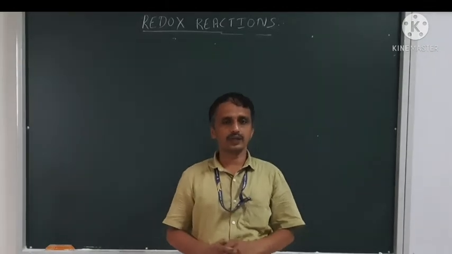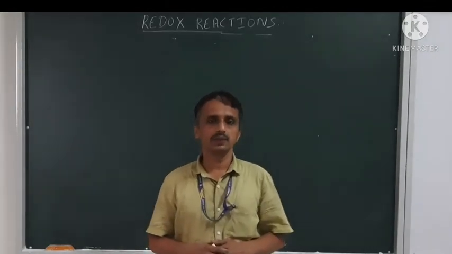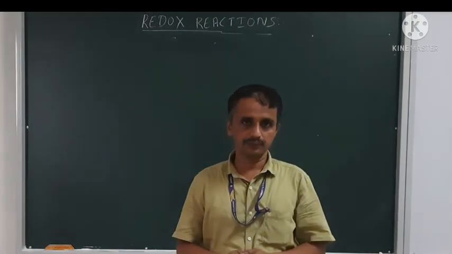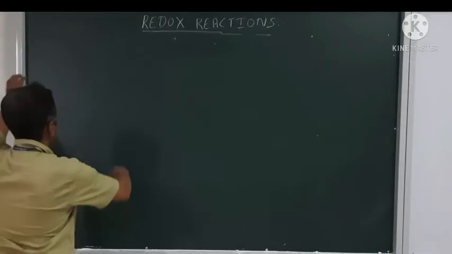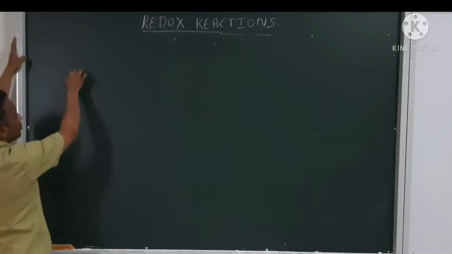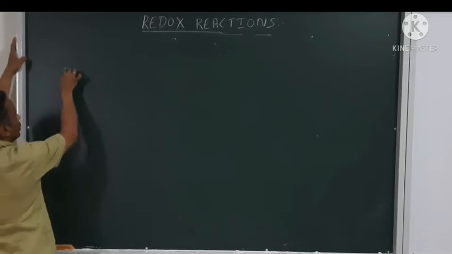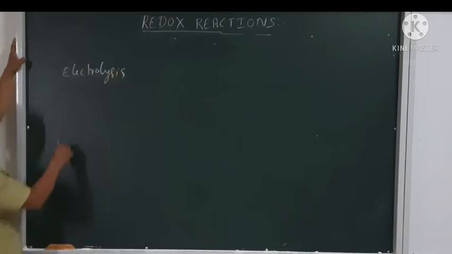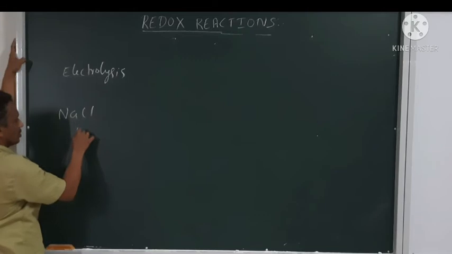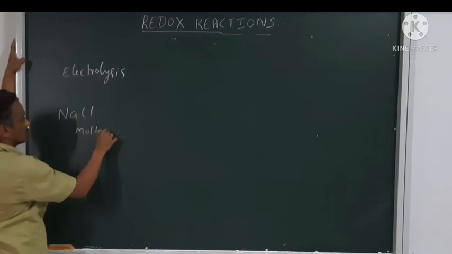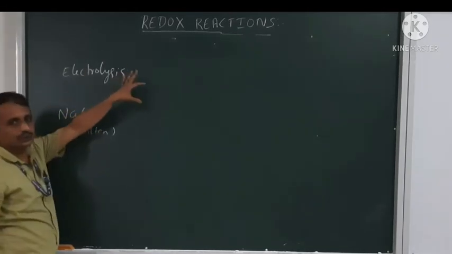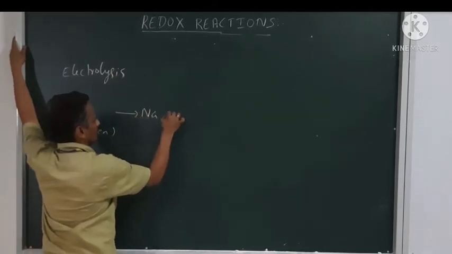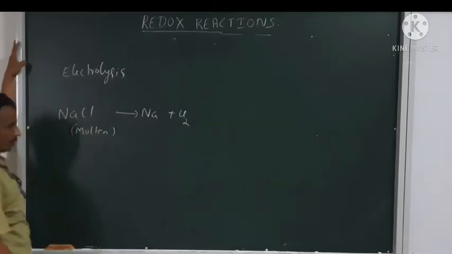Hi students, welcome back. In this video, I am going to discuss the concept of Daniell cell. When we go for the electrolysis process, what do we do? Say molten NaCl is there. Pass the current through this molten NaCl, then Na and Cl2 get separated.